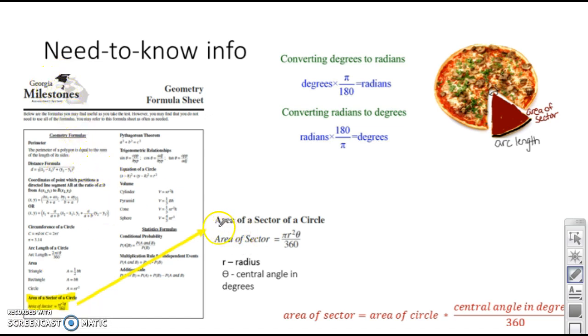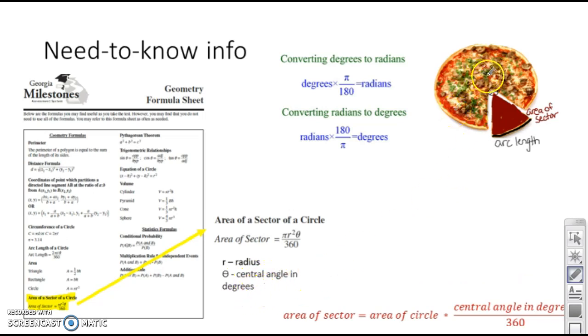Alright, so here's your need to know info. Today we're going to be talking about area of a sector of a circle. And that is on your formula sheet, so I wanted to make sure you knew where that was located. Again, R stands for the radius and theta stands for the central angle in degrees.